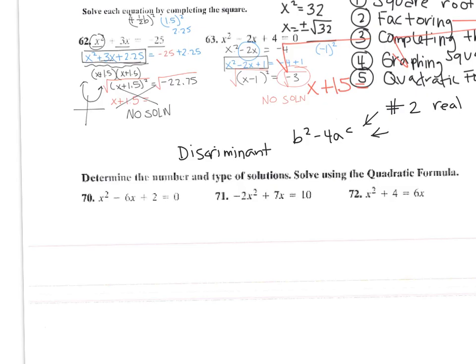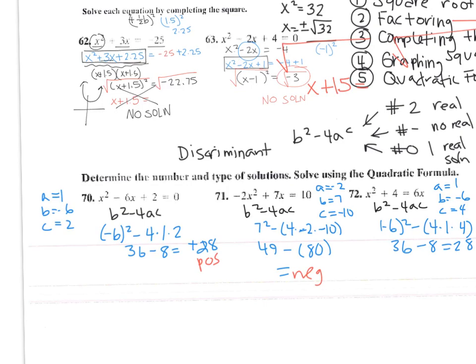And if it's negative, if the number is negative, there's going to be no real solution because we can't take the square root of a negative number and get a real answer. And if the number is 0, there's going to be one real solution. There's going to be one x-intercept. So first I'm going to do b squared minus 4ac for each of these.